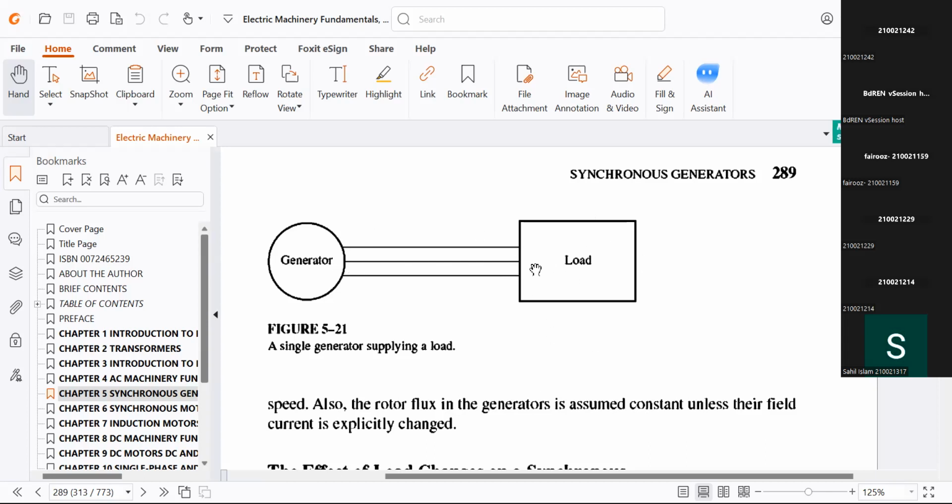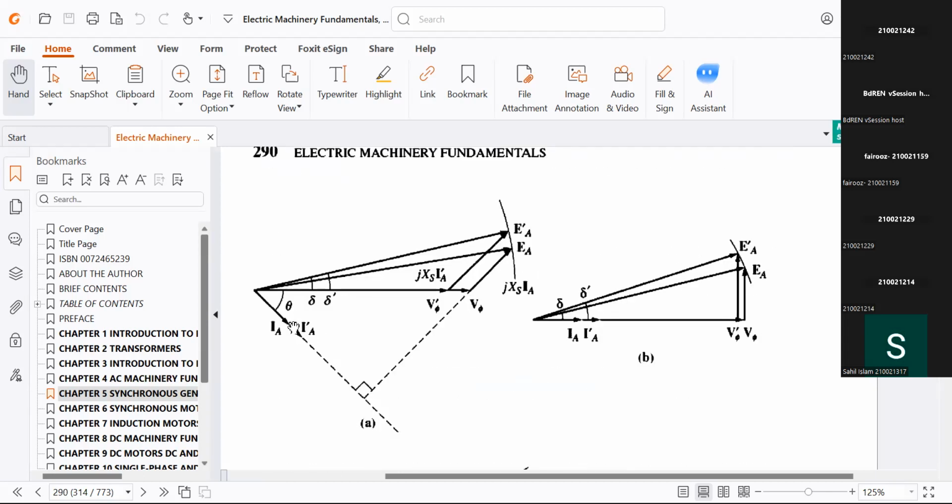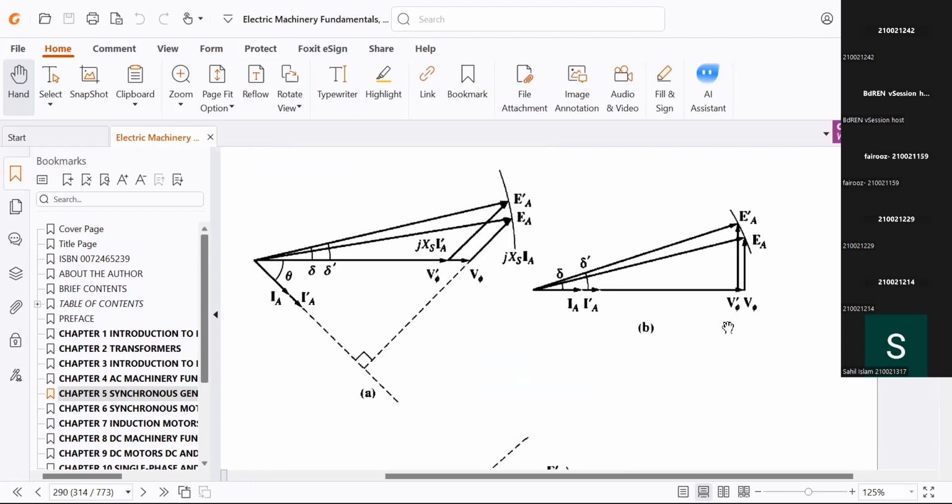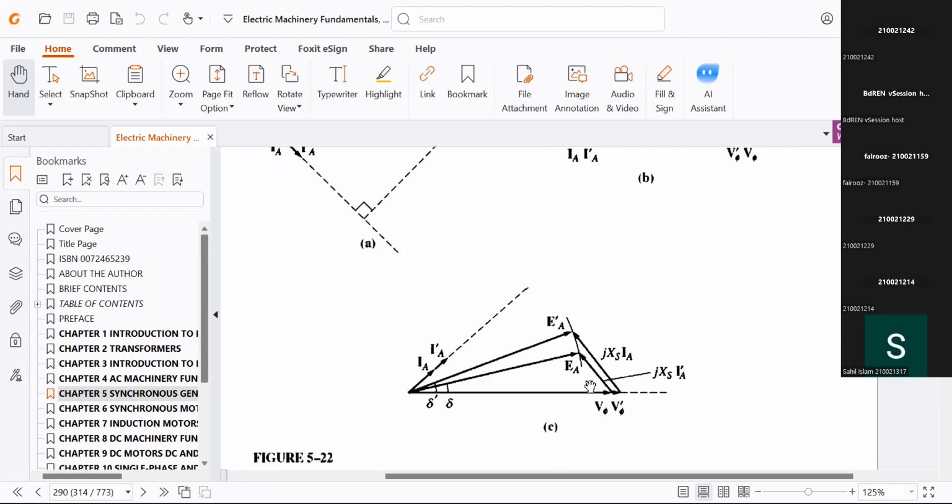Under this circumstance, what we saw is that if I increase the inductive load, our terminal voltage decreases significantly. If I increase the resistive load, our terminal voltage decreases, but there is a slight decrement. And if I increase the capacitive load, our terminal voltage increases.